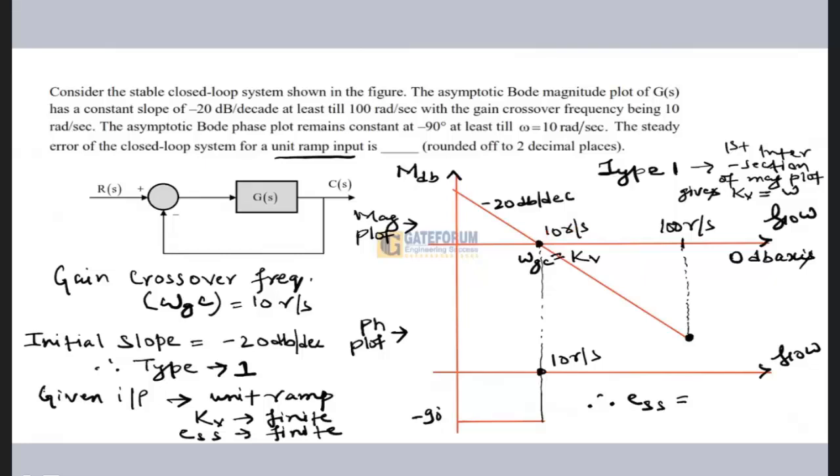So this error will be equal to 1 by Kv, because they have told you that it is a unit ramp. For unit ramp, the error formula is 1 upon Kv, and if it is a ramp input of some strength A, then A by Kv. So 1 upon Kv means 1 upon 10, so it is 0.1 units.